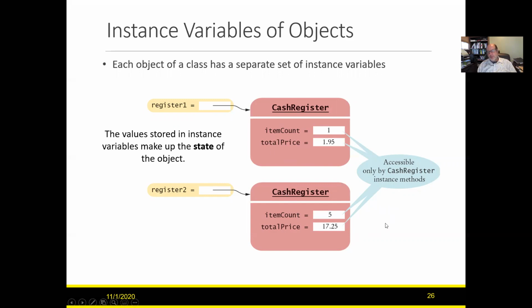So if I have a car and I register it, then the name of the owner is going to change. So there is going to be an instance variable, the name of the owner, that's going to be changed.